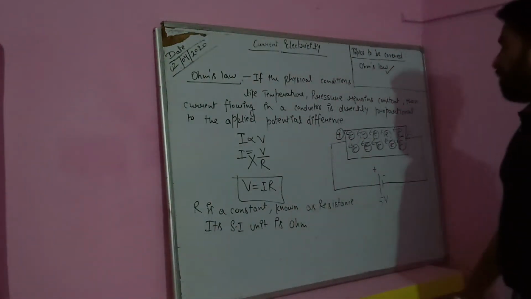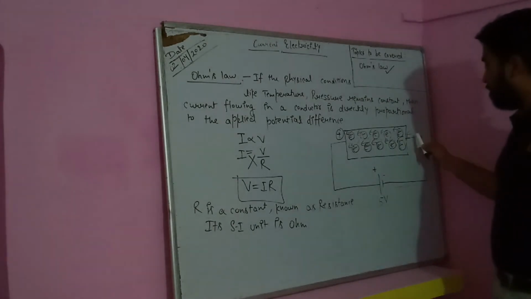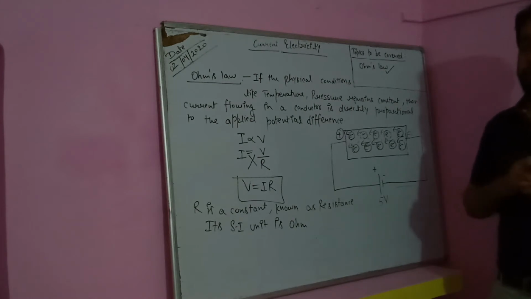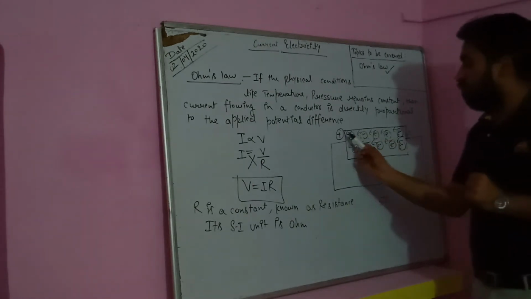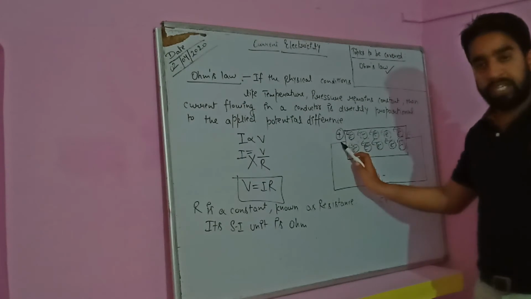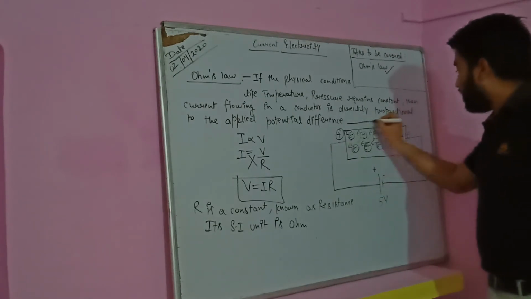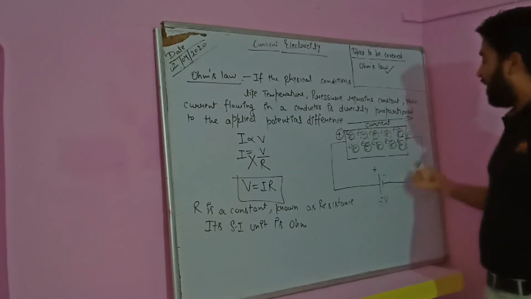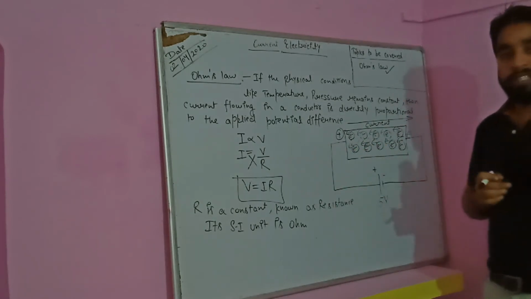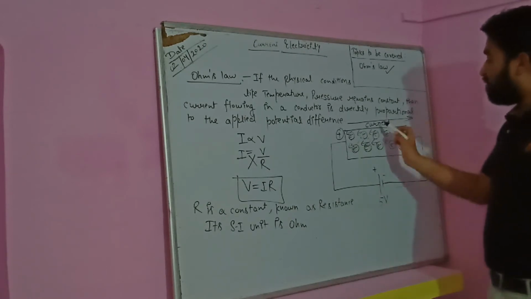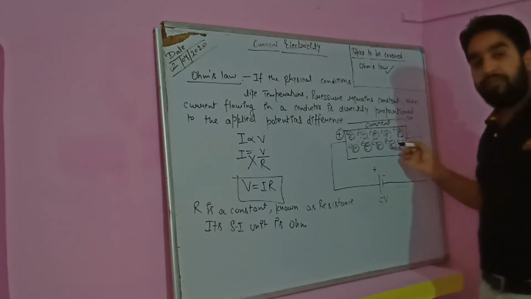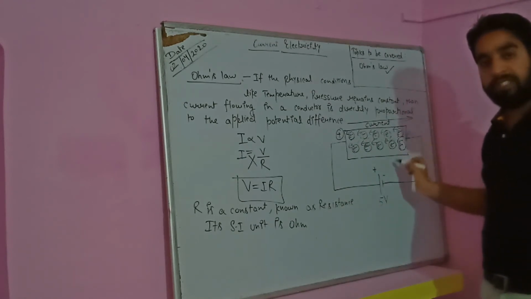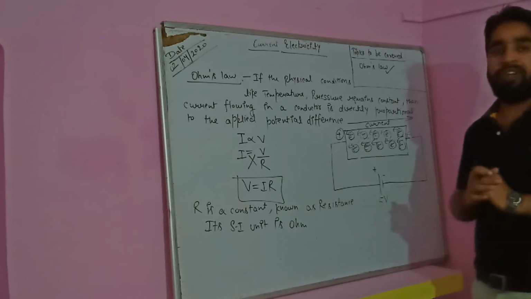Now students, remember one more thing. The flow of electrons is from negative to positive. And what is the direction of flow of current? I have already told you, current always flows from the body at higher potential to the body at lower potential. So this is going to be the direction of current. And what is the direction of electrons? This. So we should always remember that current always flows opposite to the flow of electrons.